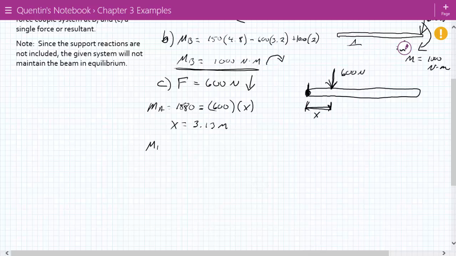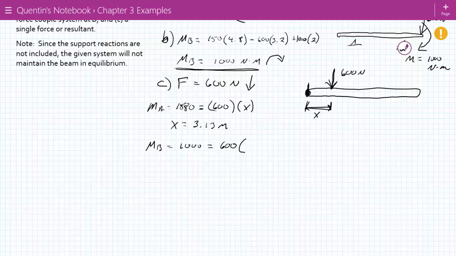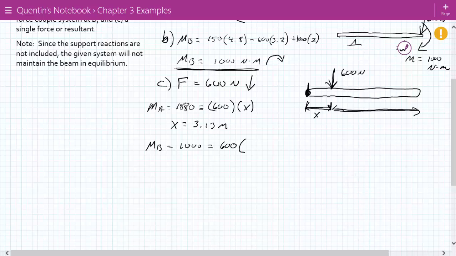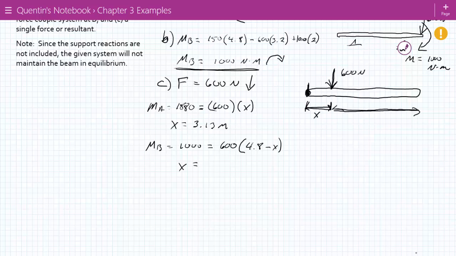You could do the same thing at B. The moment at B is 1,000, which is going to be 600 times this distance. If we want to keep x from this direction, that distance is the whole length minus x. The length of the whole thing is 4.8 minus x. You can work that out, and you're going to find that x is, strangely enough, 3.13 meters. So you get the same answer on both, which is what you'd expect.